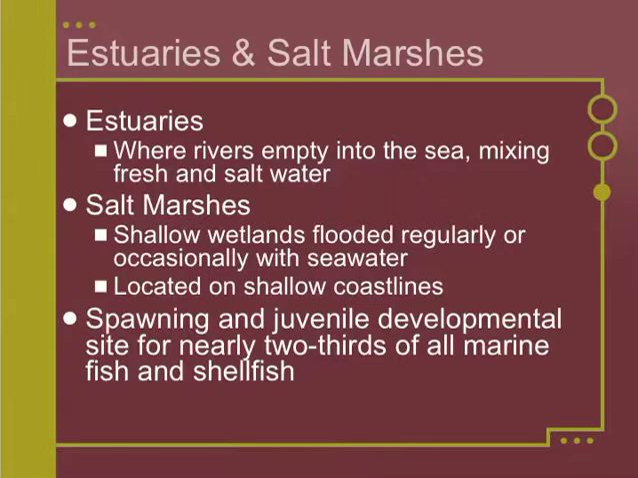Estuaries and salt marshes. Estuary is any area where fresh water and salt water mix. A salt marsh is usually an example of an estuary. This is a shallow wetland that is regularly flooded or occasionally flooded with seawater found along shallow coastlines. Estuaries, such as salt marshes, are great areas for spawning and juvenile development of nearly 2/3 of the world's marine fish and shellfish.